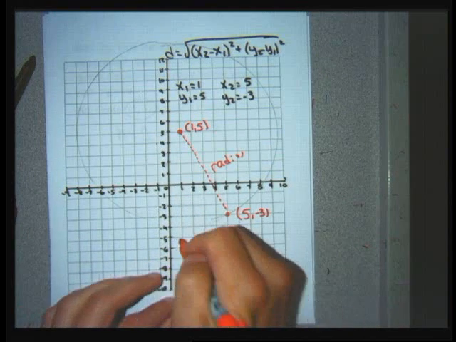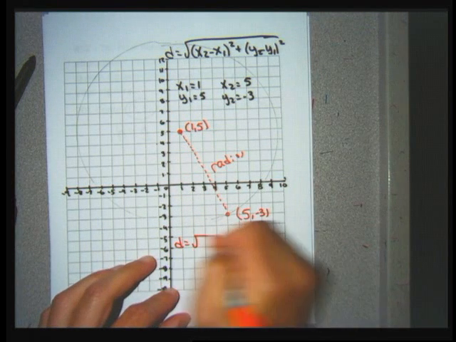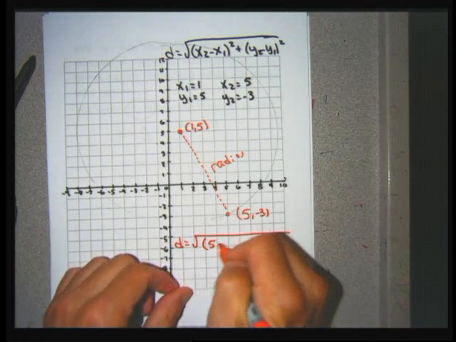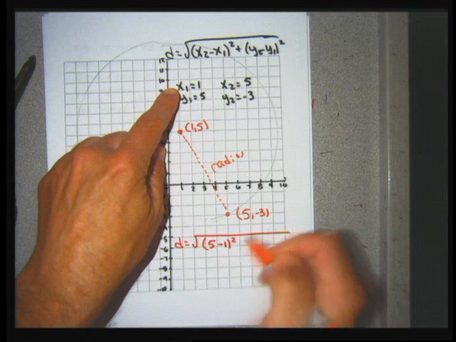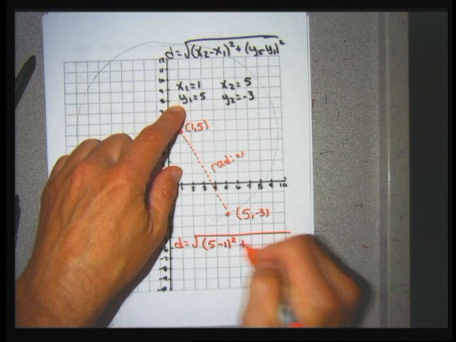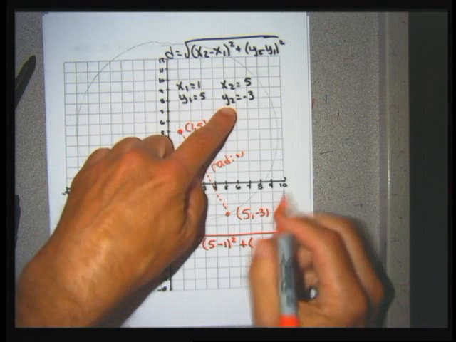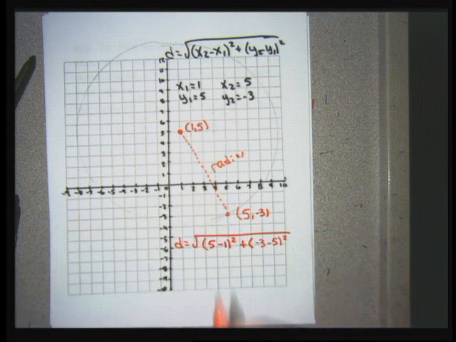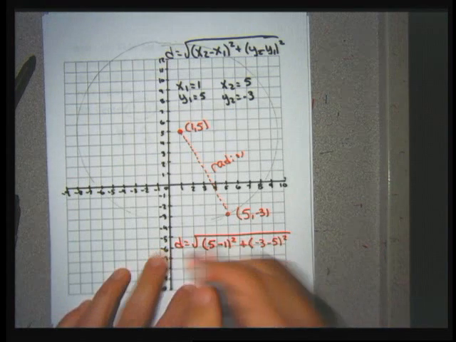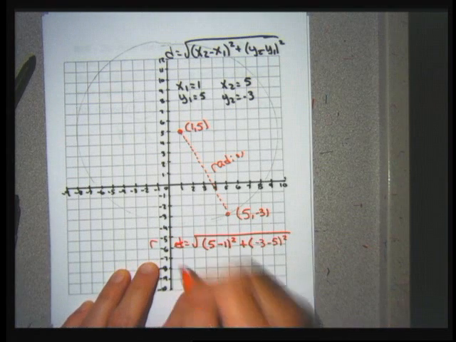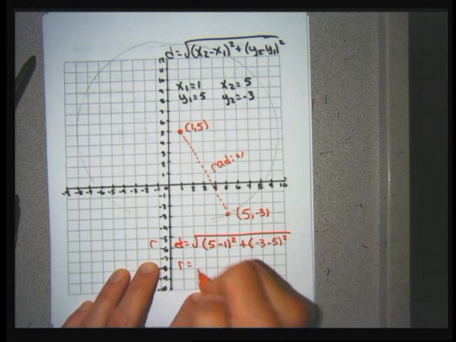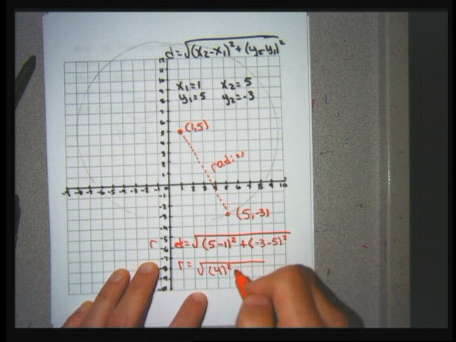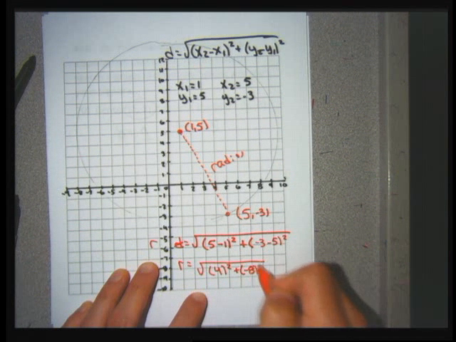So the radius, which is the distance between those 2 points, is going to be the square root of x2, 5, minus x1, 1 quantity squared, plus y2, which is negative 3, minus y1, which is 5, squared. So maybe I'll just write r because it's the length of the radius, is going to be the square root of 4 squared, and this next parenthesis comes out to negative 8 squared.